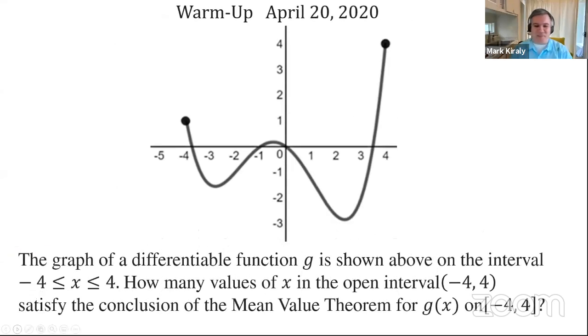All right. So here's our warm-up. You have a graph, and it says the graph of a differentiable function g is shown above on the interval from -4 to 4, endpoints inclusive. How many values of x in the open interval from -4 to 4 satisfy the conclusion of the mean value theorem for g of x on the closed interval -4 to 4?